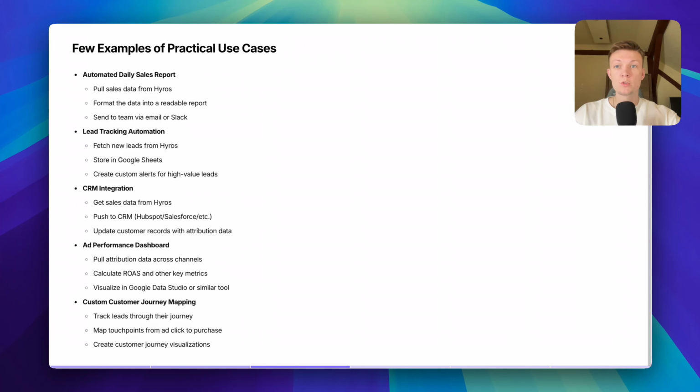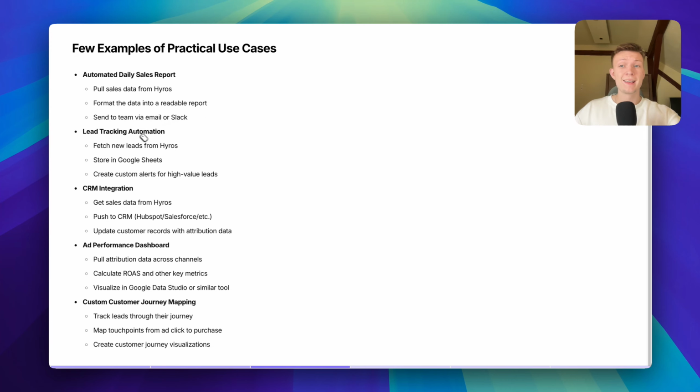Now, just briefly, I want to show you a few examples of practical use cases. Again, each and every single business is different, uses different tools and a different process, and it really depends on what you would like to do with your automation. For example, we can set up automated daily sales reports, right? Every single day, there's an automation that pulls data from HYROS, formats it in a readable way, and sends a notification via Slack or email.